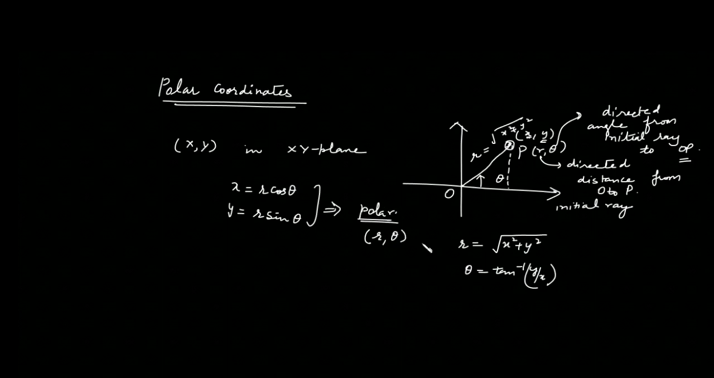Similarly, if we are having any equation in polar, we can convert it into Cartesian by substituting r to be the square root of x square plus y square and theta to be tan inverse y upon x. So this is the relation between polar and Cartesian. Now just see with the help of examples.